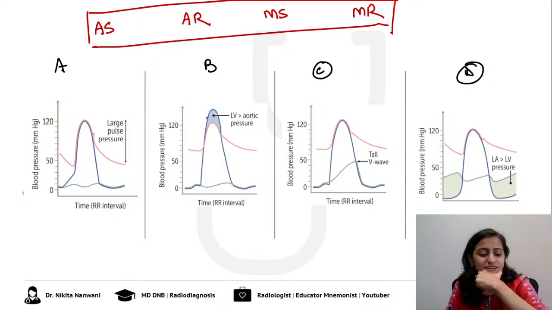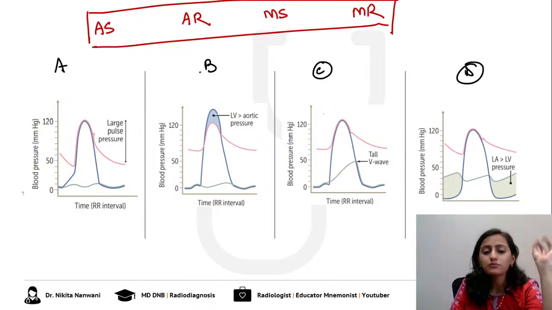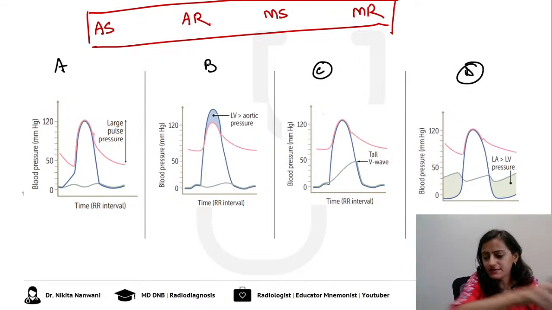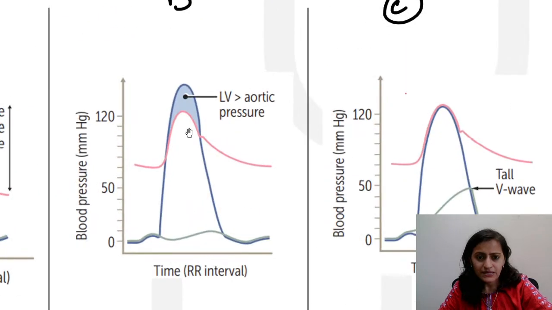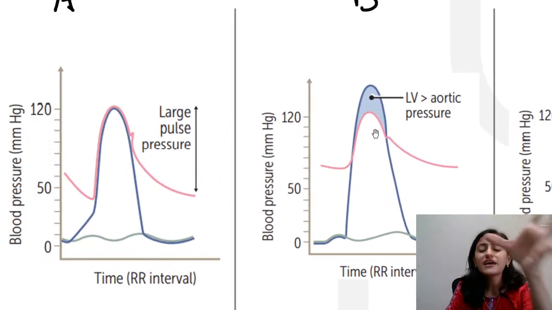Which of these represents aortic stenosis? Absolutely right. It is the graph B. Why? Because let me zoom this image and show you. Now, the only graph, see what will happen in aortic stenosis.